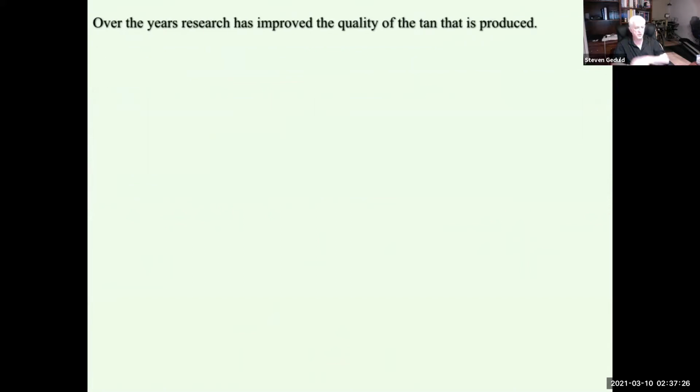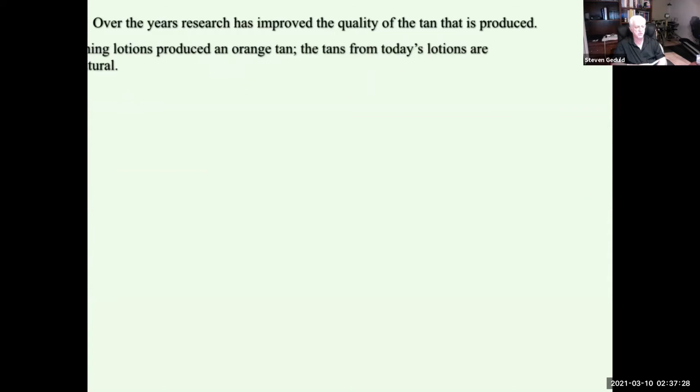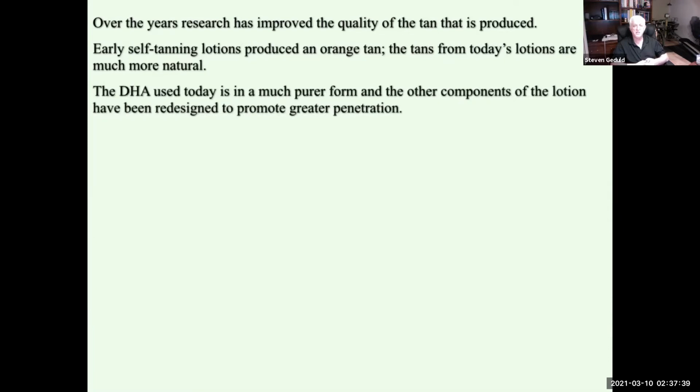Over the years, research has improved the quality of the tan that is produced. Early self-tanning lotions produced that orange tan that everybody's famous for. Today's lotions are much more natural looking. They've made improvements. The DHA used today is a much purer form, and the other components of the lotion have been redesigned for greater penetration. So it penetrates into the stratum corneum and holds the tan a little bit longer.